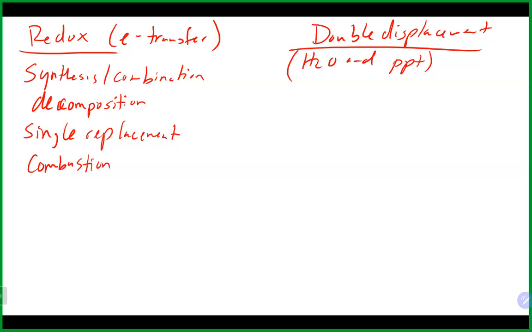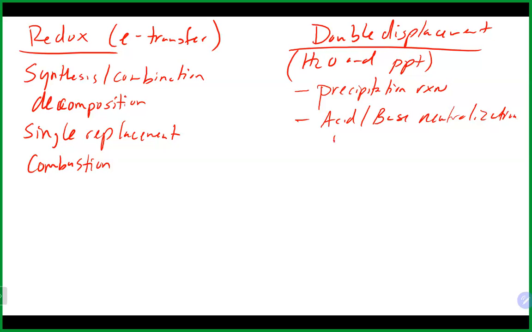So big umbrella redox, electrons being transferred. More specific ways to classify redox reactions are those four classifications. Double displacement means either you made water or you made a solid, and more specific ways to classify this is a precipitation reaction or an acid-base neutralization reaction. And once again, there are no electrons being transferred in a double displacement reaction, only in a redox. Any questions on any of those classifications and how they fall under each other?